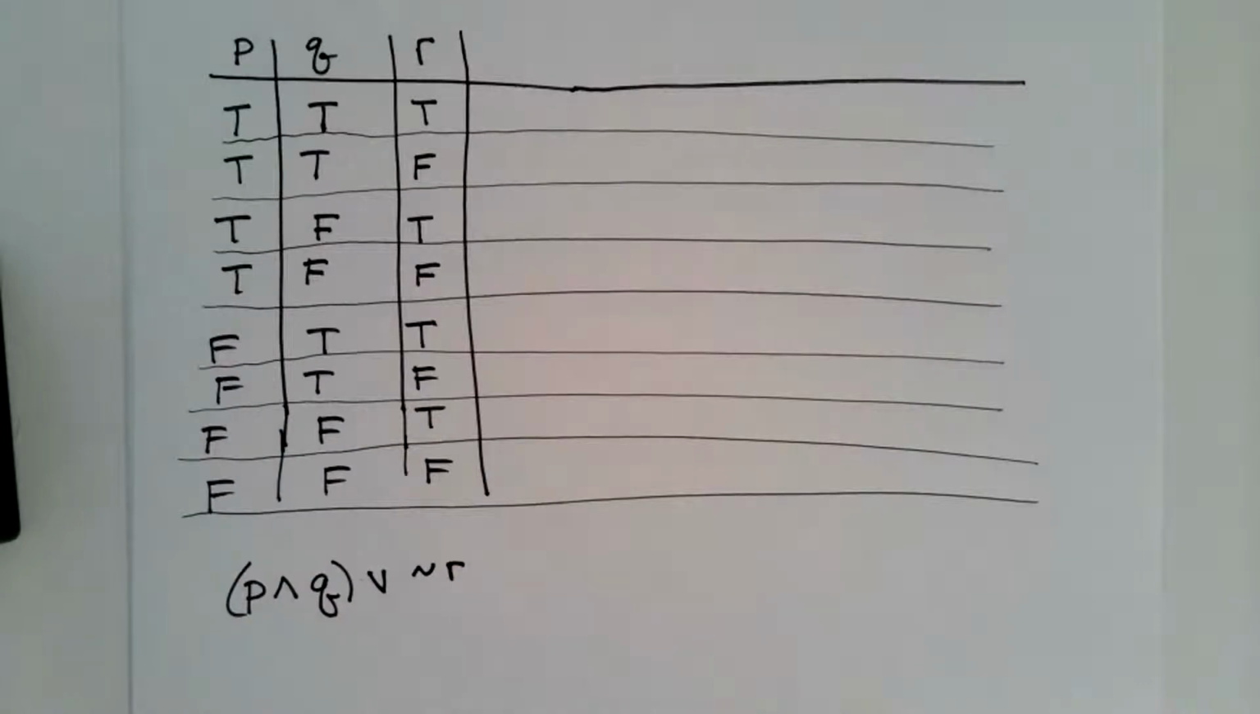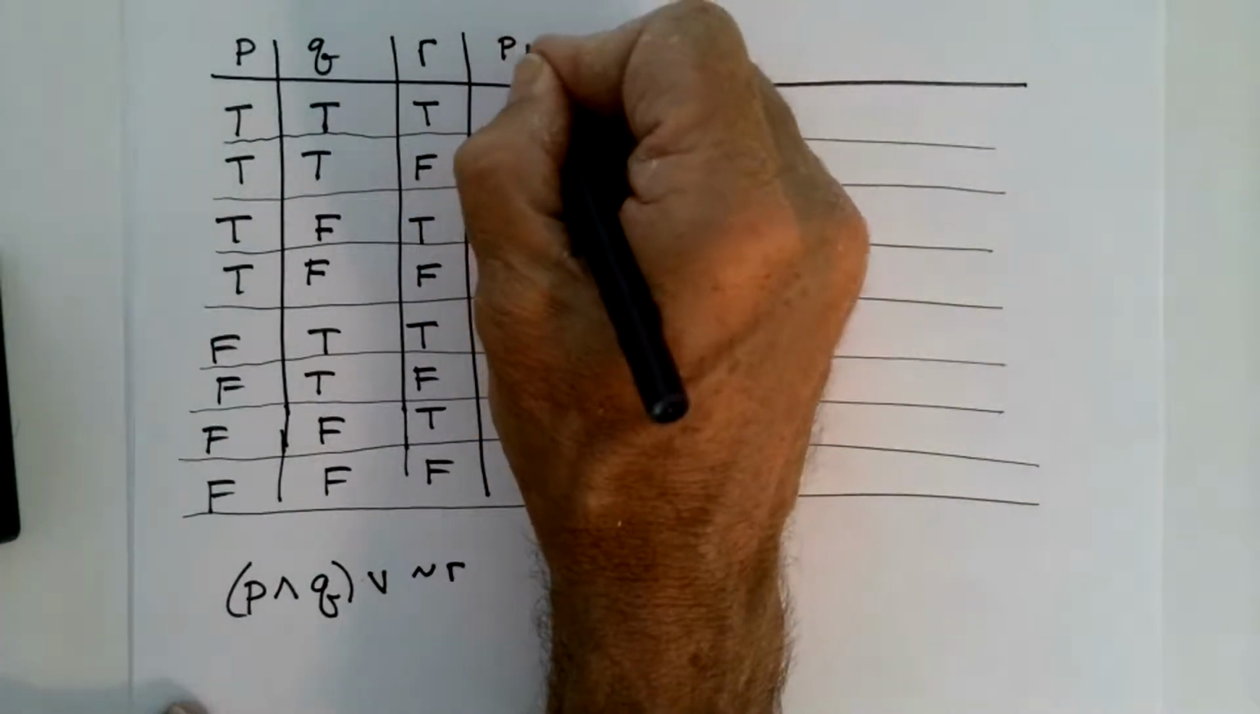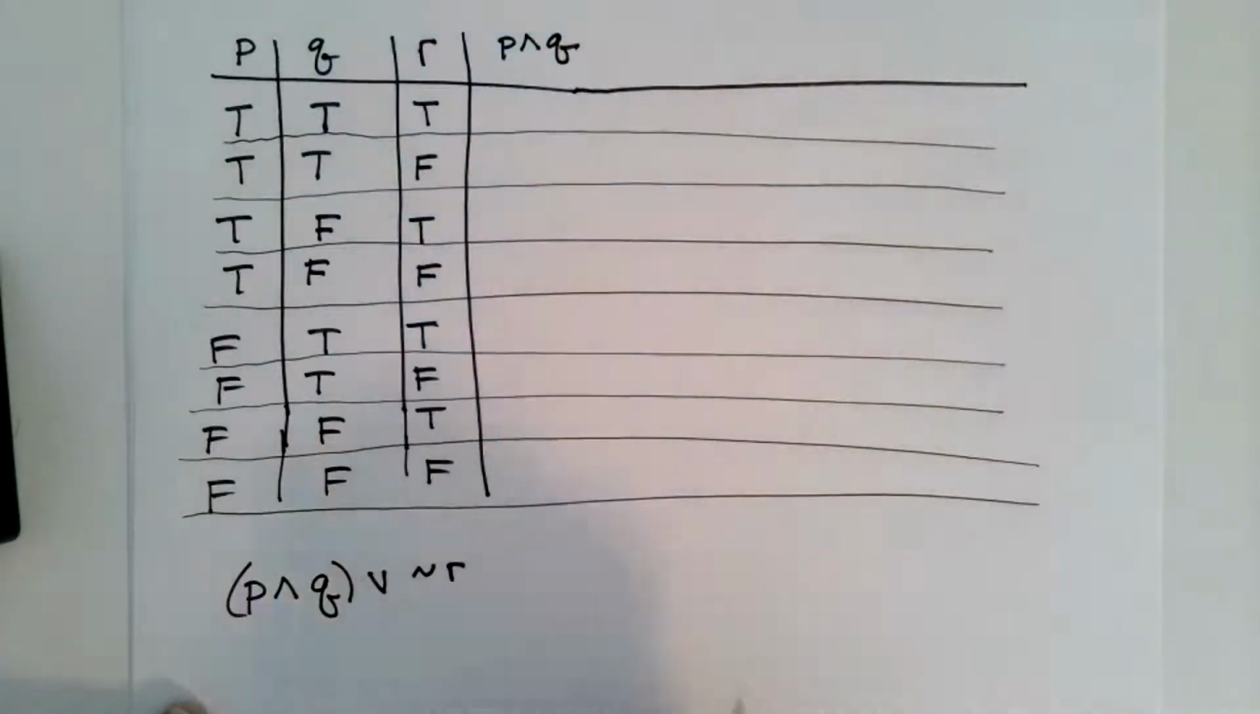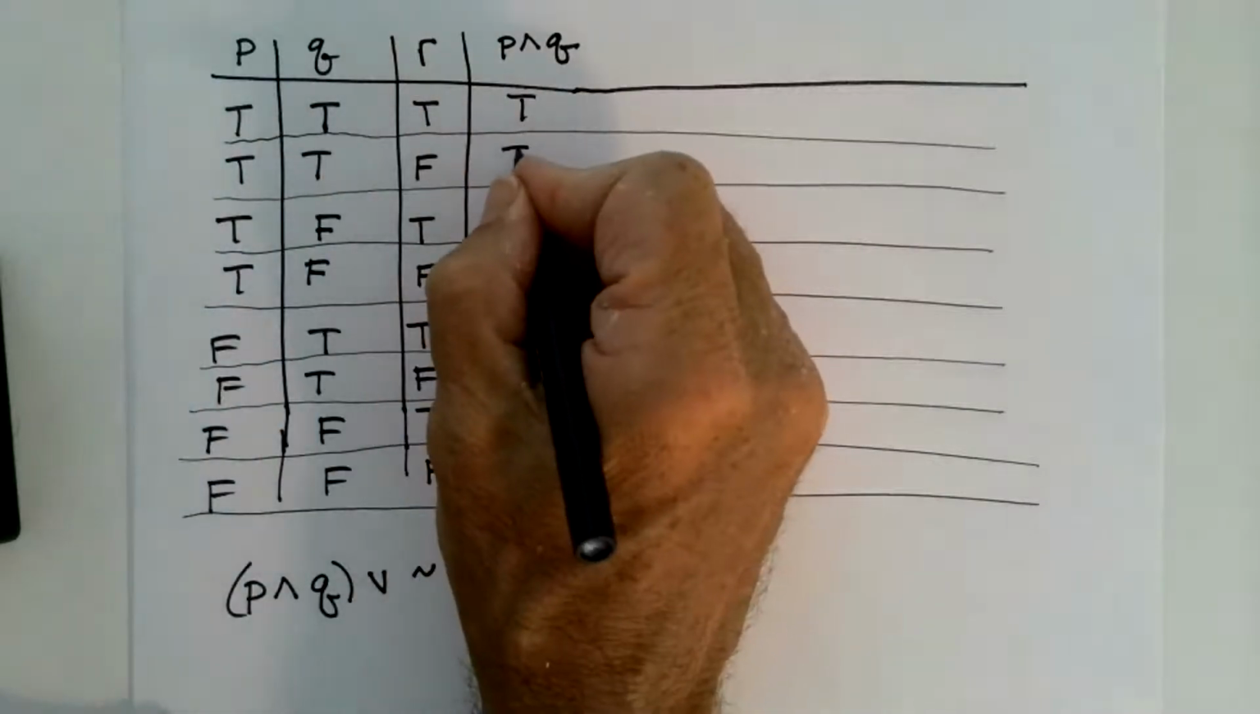That'll be our goal: P and Q or not R. So I'm going to build the P and Q column first. Remember, P and Q is true if both P and Q are true. True, true yields true. True, true yields true.